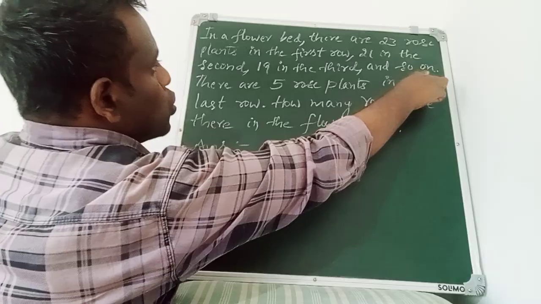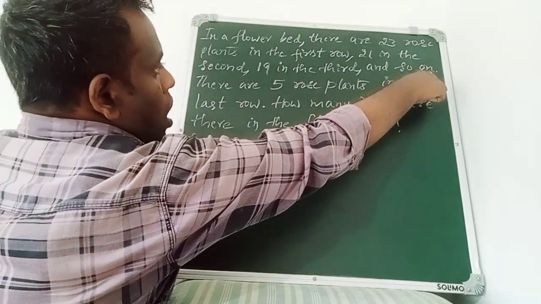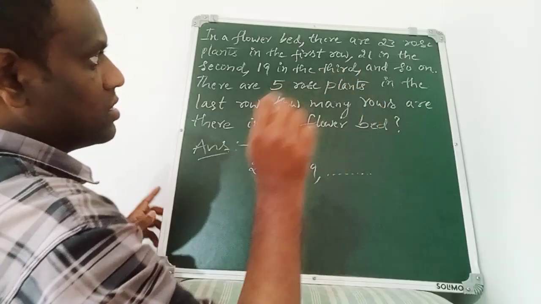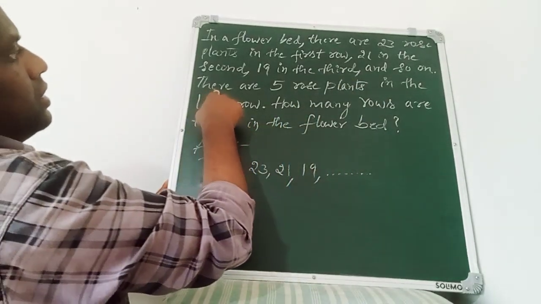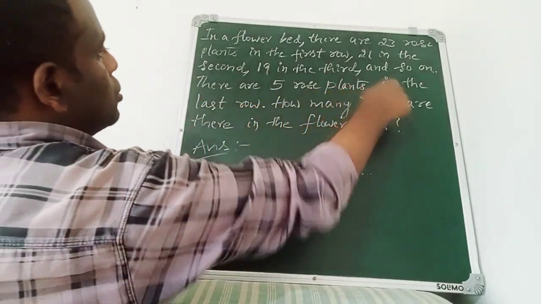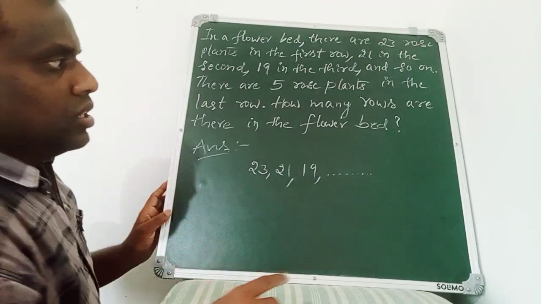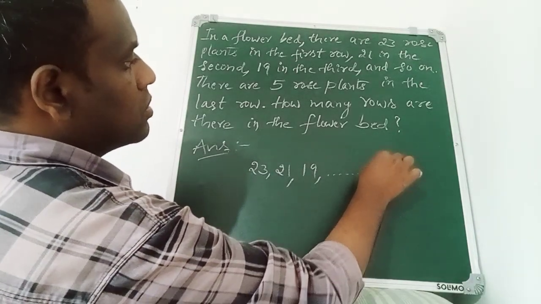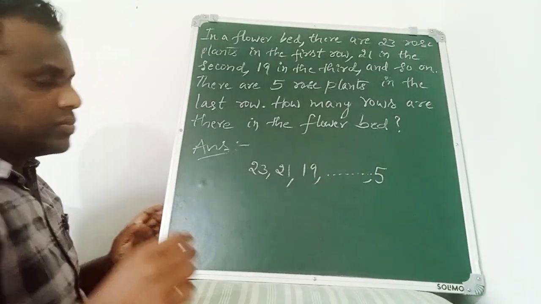Next, they're telling "and so on." For "and so on," write dots like this, like etc. They're telling there are 5 rose plants in the last row. In the last row, they are telling 5 rose plants. I will write 5 like this.